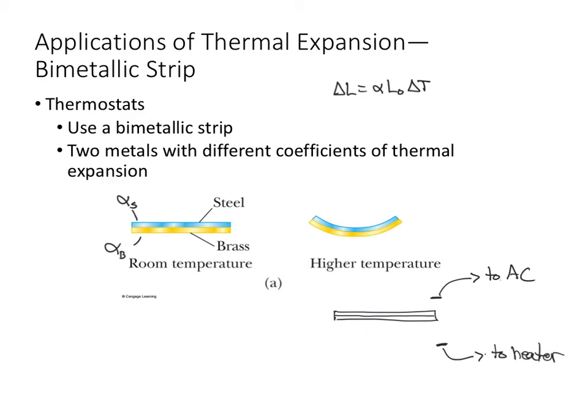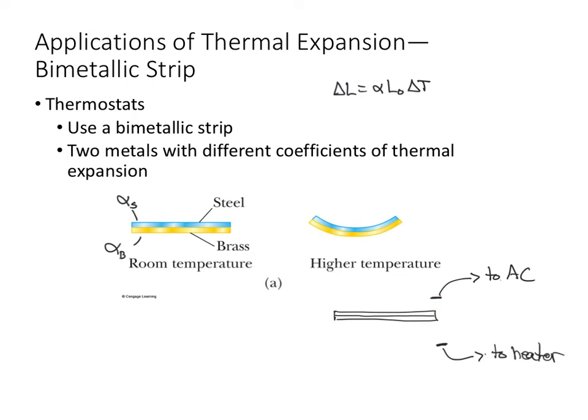Right? So that as the temperature increases and it gets hot, this connects, that completes the circuit for your air conditioner, and it kicks on. But as then the temperature in the room gets cooler, this flattens back out, and the air conditioner circuit disconnects and the air conditioner turns off.